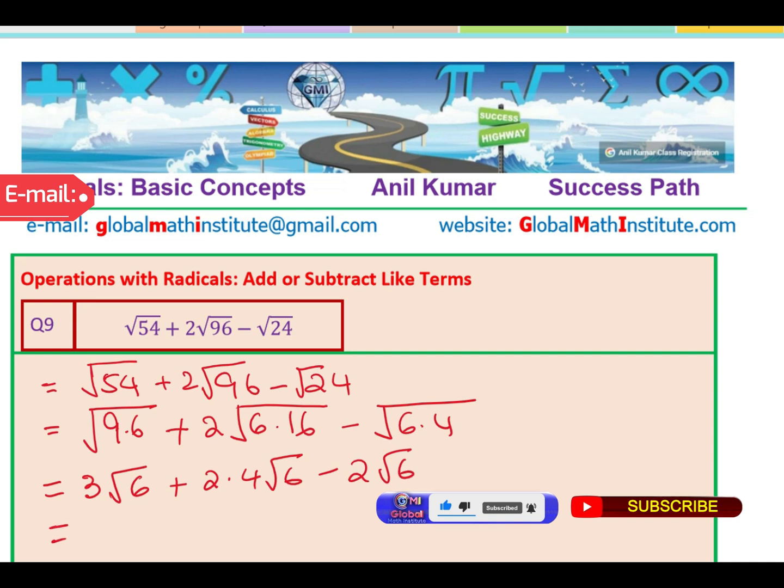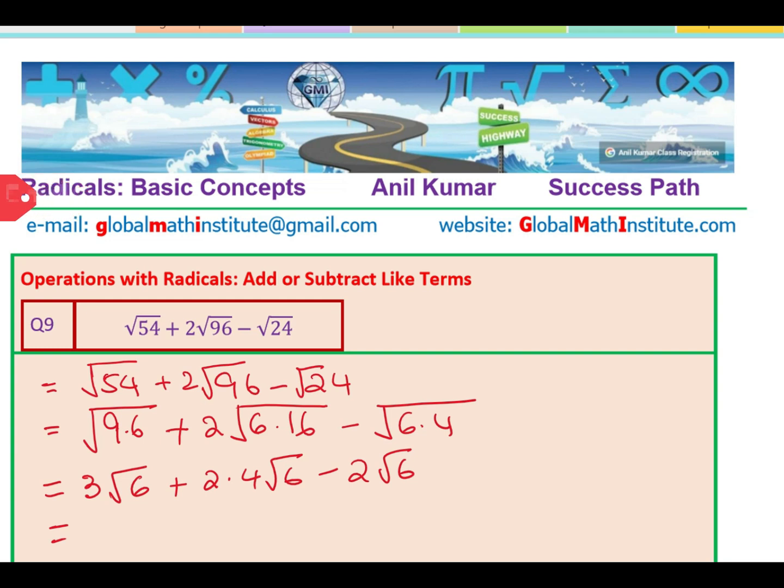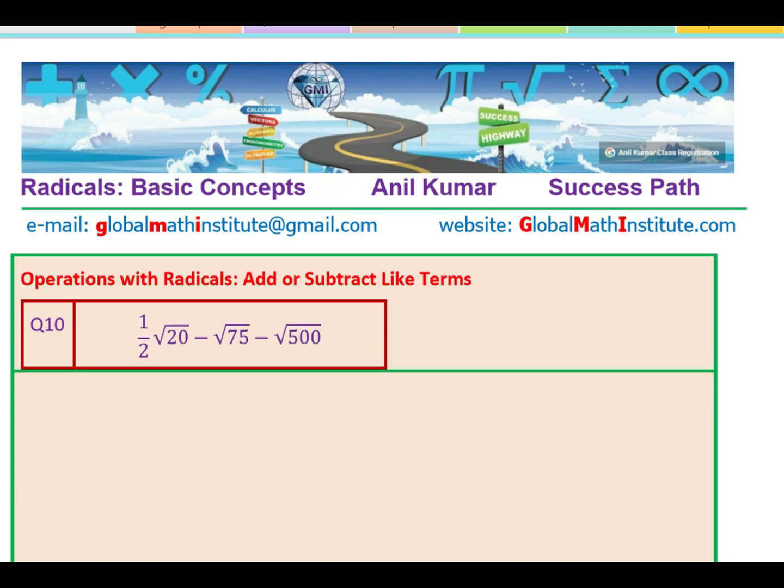Correct. Combine the like terms. All of them are like. So 3 plus 8 minus 2. Correct? 11 minus 2 is 9 square root 6. Right. Question number 10. So I hope you're getting all this, right?